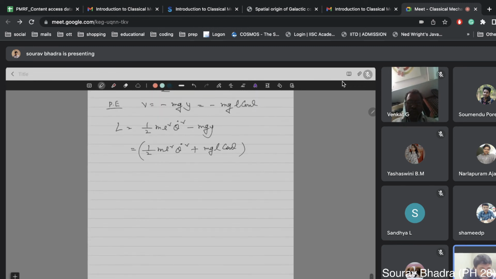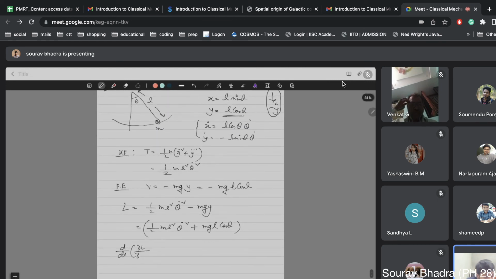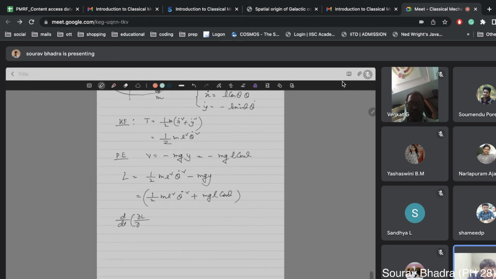Now let us use the Lagrange formula. There would be two equations, one for theta and one for r, but here there will be only one equation, because L is constant. That's why the generalized coordinate is only one, that is theta.